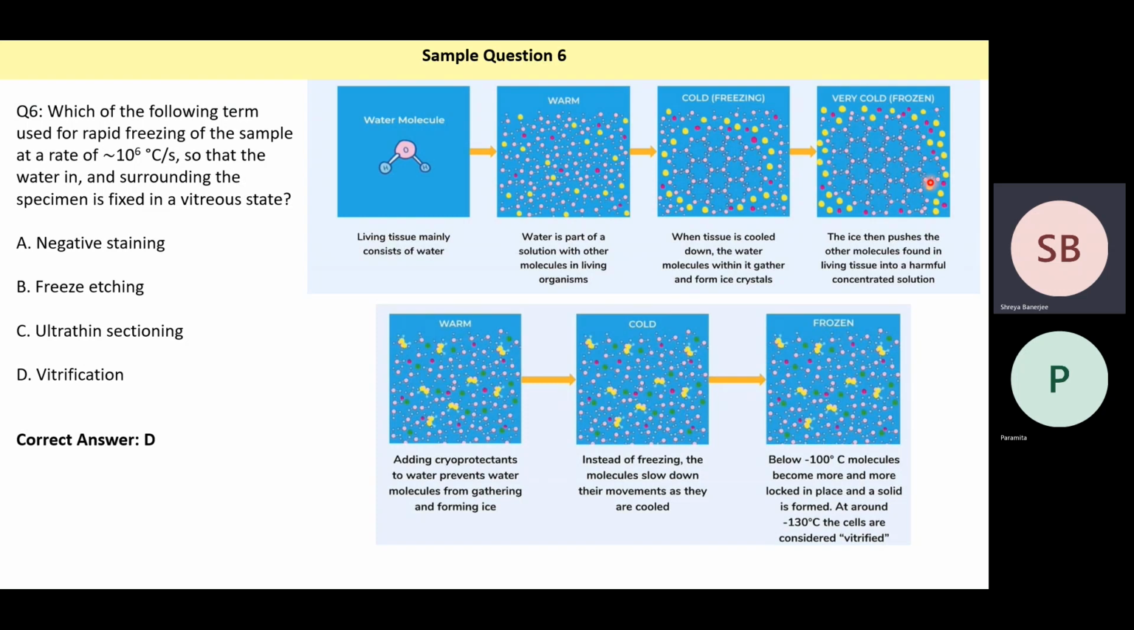But if hexagonal crystal ice is formed like this, then due to the other ions and solids becoming very concentrated, the cell becomes destroyed. So this rapid freezing is called vitrification, and the freezing occurs at a rate of 10 to the power 6 degrees Celsius per second.